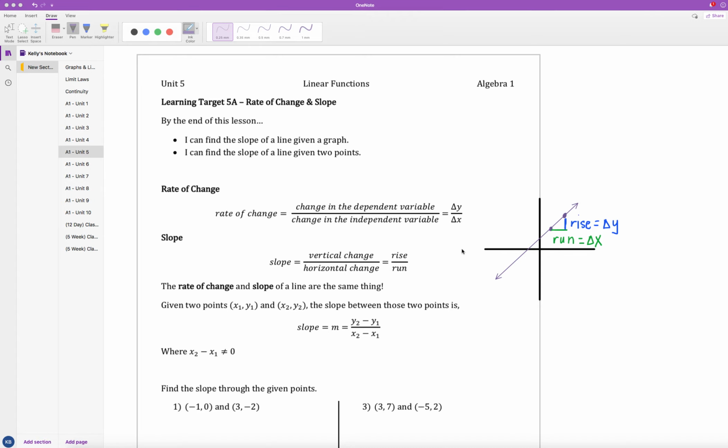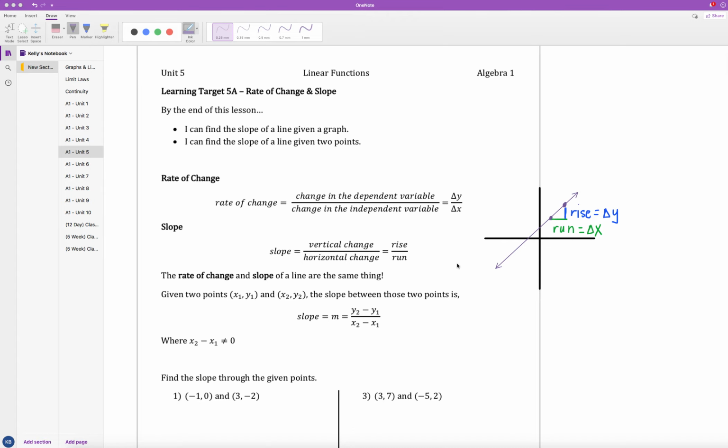So our definition of a rate of change. Rate of change is defined to be the change in our dependent variable over the change in our independent variable. Back in Unit 4, we talked about what dependent and independent variables are. Remember, our dependent variable would usually be our y, and our independent variable, we usually use our x for. So a shorthand notation for this would be delta y over delta x.